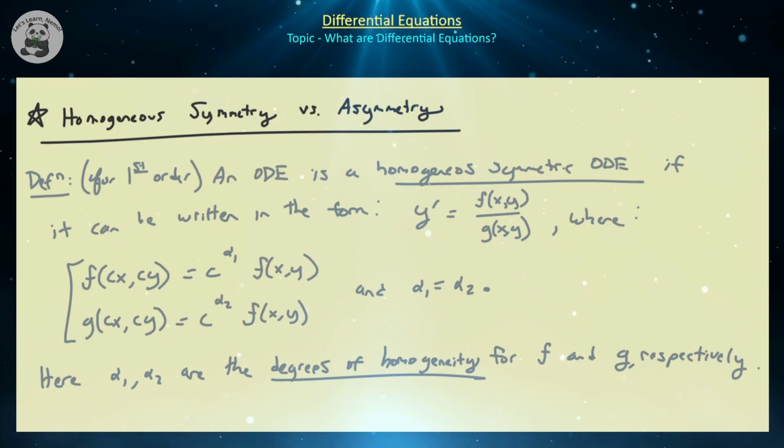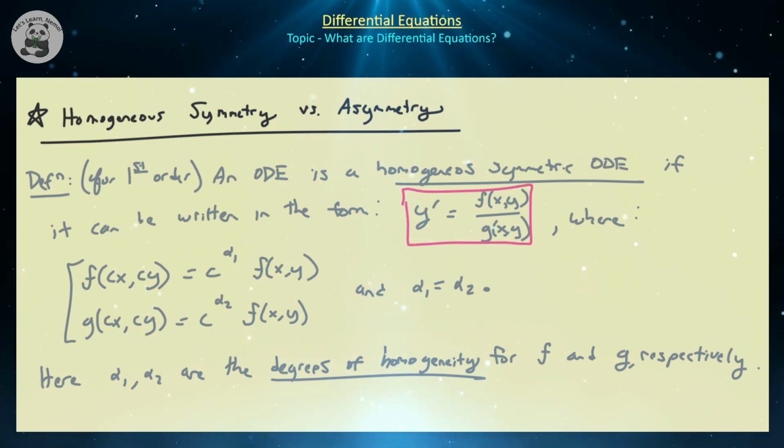The next classification of differential equations that I want to introduce is a set of differential equations known as homogeneous differential equations or homogeneous symmetric differential equations. And the complement of homogeneous symmetric differential equations would be homogeneous asymmetric differential equations, or some people also say inhomogeneous differential equations. So, what exactly is a homogeneous symmetric differential equation? The first requirement is you write your differential equation in the form y prime is equal to f(x,y) over g(x,y). So if it's a first order differential equation, that's at least what this definition is focused on.